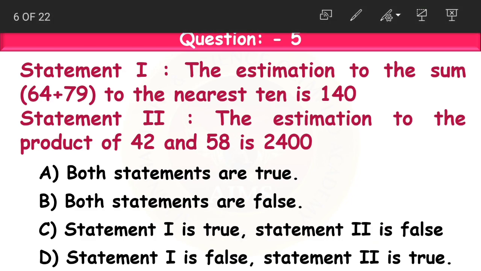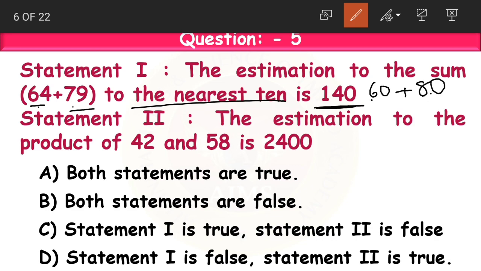Again, now how do we do this? First we should solve statement 1. 64 and 79, estimating to the nearest 10. 64 becomes what? 60. 79 becomes 80. 60 plus 80 becomes 140 only. So statement 1 is true. Yes, 60 plus 80 we get 140. Statement 1 is true.